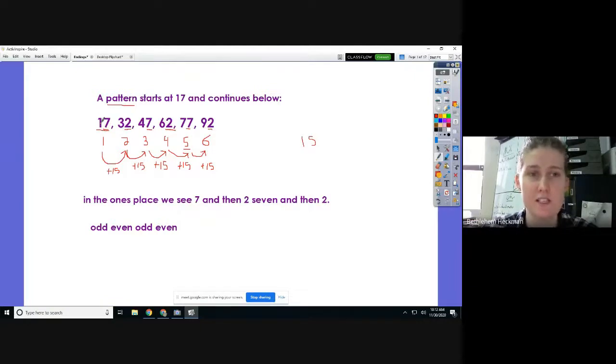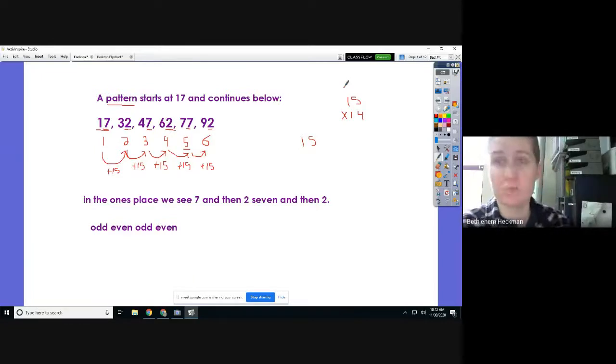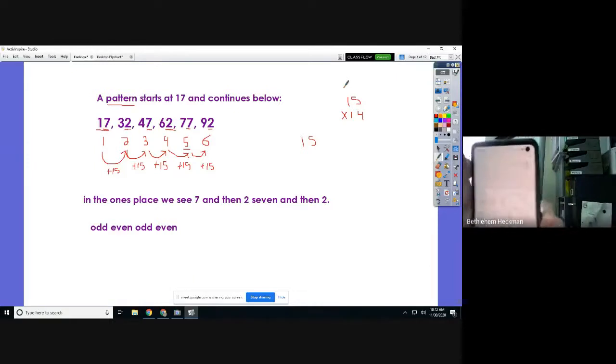So we started at 17, so we already had 1, but we want to do 15 14 more times to get up to the 15th. So I'm going to go ahead and do 15 times 14. We're going to do it 14 times. I can use a calculator if I want to, because we're not checking the math right now. We're not practicing multiplication. We're just checking to see, can we predict the pattern? So I'm going to use my calculator on my phone right now. If I do 14 times 15, that's going to be 210.